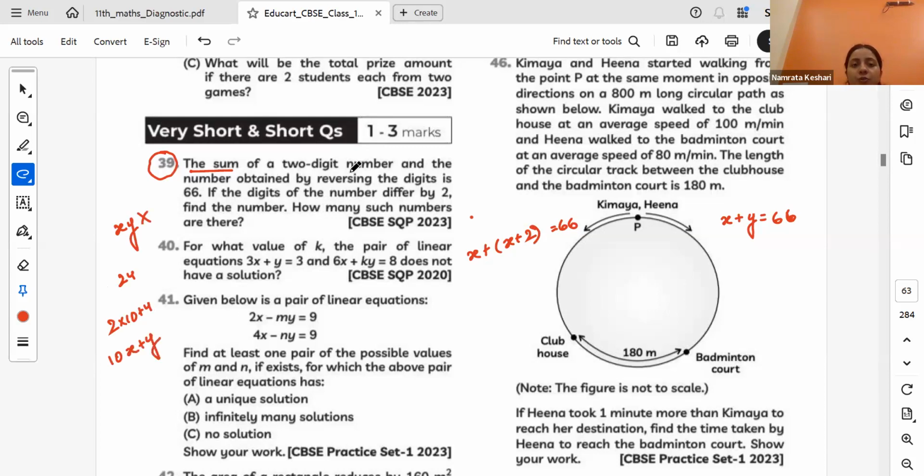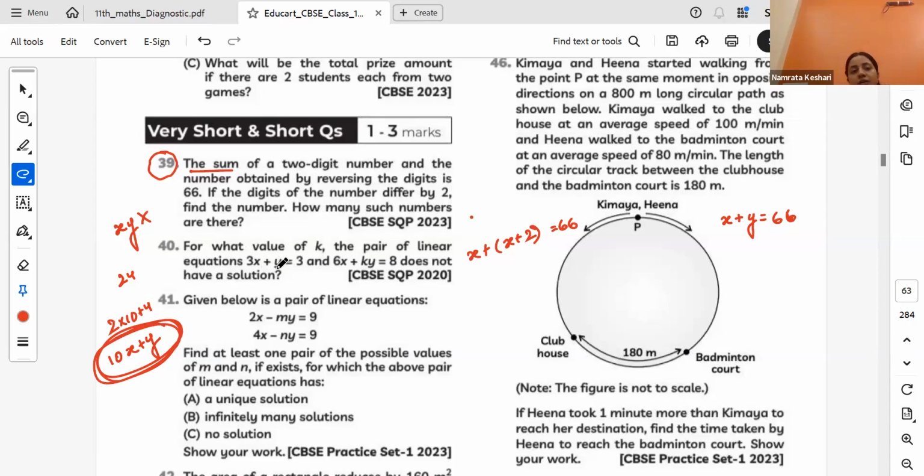The sum of the two-digit number and the number obtained by reversing the digits. Your two-digit number is this. It says that the sum of this two-digit number. It doesn't say the sum of digits. I was expecting that digits would be written, then I would add x plus y.